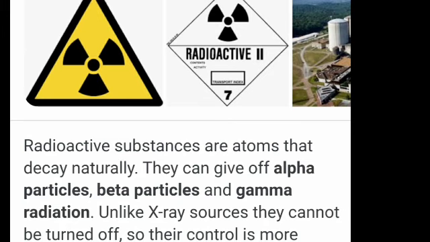The nucleus of a radioactive element is unstable. Radiations occur from an unstable nucleus. Radioactive substances are relevant to our day-to-day life. However, before going further, let us learn something more about these substances. Or you can say that radioactive substances are atoms that decay naturally. They can give off alpha particles, beta particles and gamma radiations.